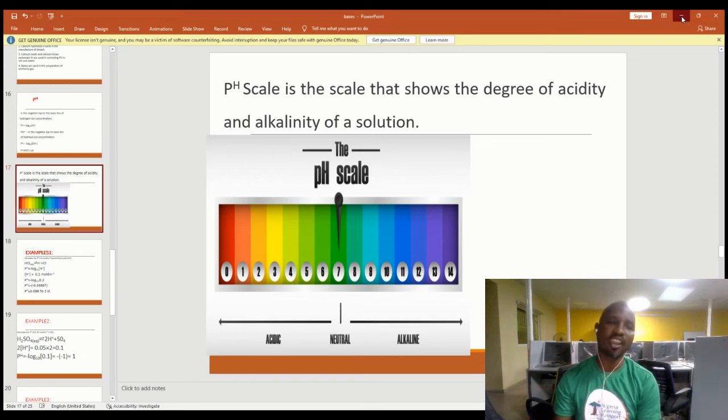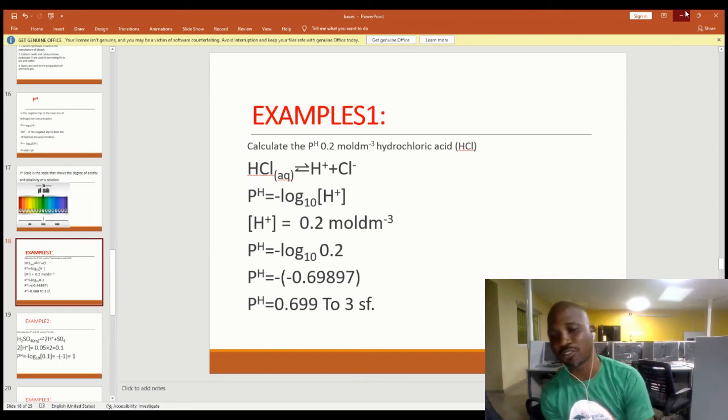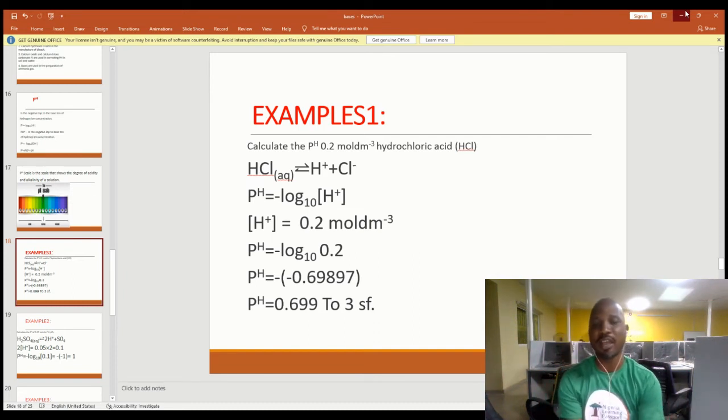My student, let's take a couple of examples to see how you can attempt questions on pH when the need arises. For instance, calculate the pH of 0.2 mole per dm cube hydrochloric acid, HCl. Now, you first of all ionize HCl to give you H+ plus Cl-. Note that there is only one hydrogen ion there, so the pH is equal to negative log to base 10 of hydrogen ion concentration. And our hydrogen ion concentration is 0.2 moles per dm cube.